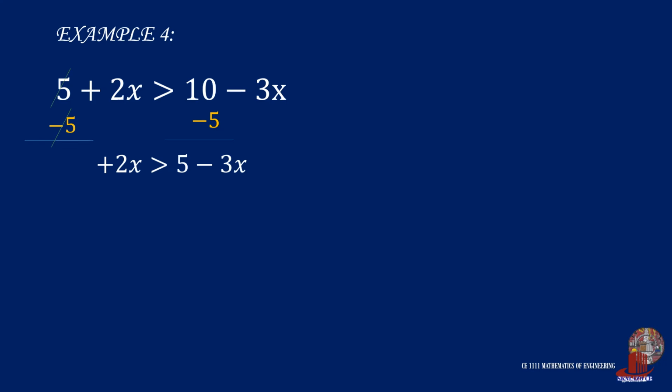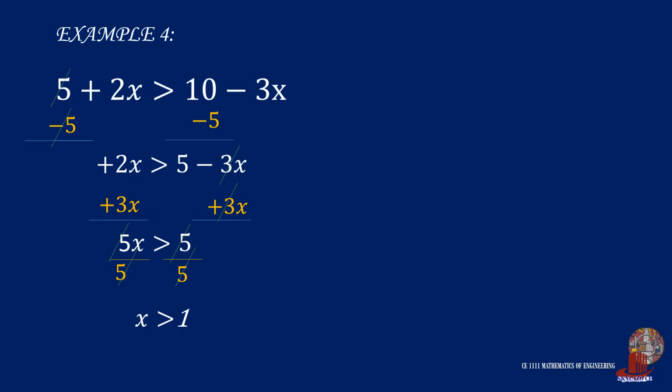Let's continue with the linear inequality with variables on both sides. 5 plus 2x is greater than 10 minus 3x. You can start with any cancellation, but for discussion, we proceed with the constants. Take out 5 from the left, so we subtract 5 on both sides, and we get 2x left, and it is greater than 5 minus 3x. Now let's group all terms with x by adding 3x on both sides, so we get 5x is greater than 5. Lastly, we isolate x by dividing both sides by 5, and we come up with x is greater than 1.